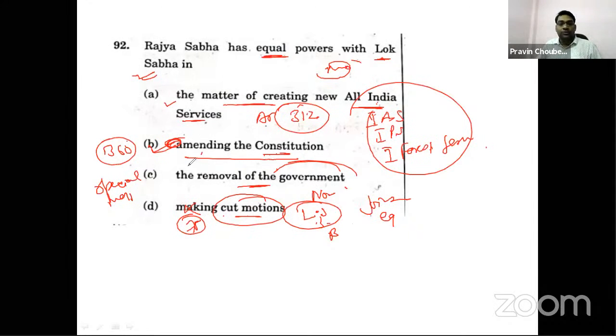So out of the 4 options, amending the constitution is where equal power applies, since special majority is required from both the houses of the parliament.